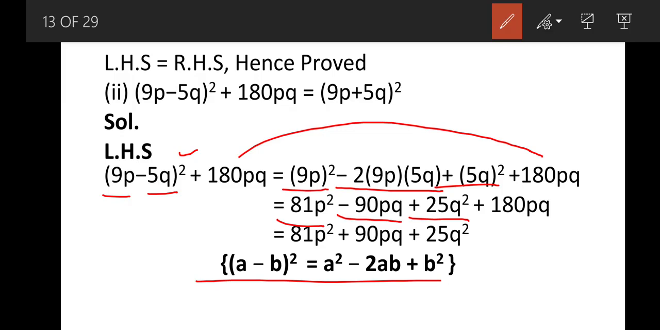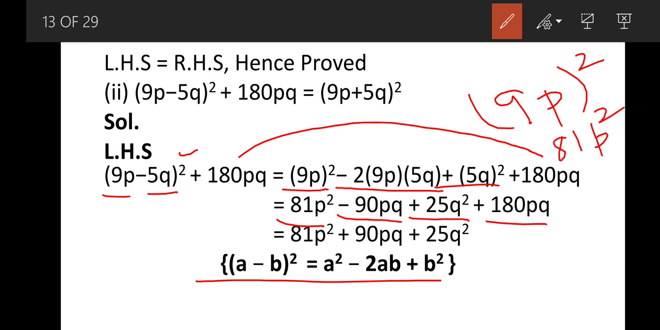How to do the square of 9p? 9 square is 81, p square is p square. So 81p square. Similarly 5q square will give you 25q square, plus 180pq. Now minus 90pq and 180pq, these two are like terms. So after solving I will be getting 90pq in place of these two terms. So your answer will be 81p square plus 90pq plus 25q square.